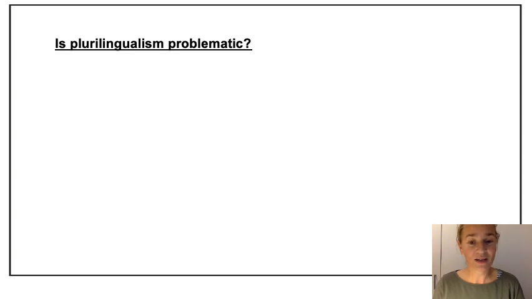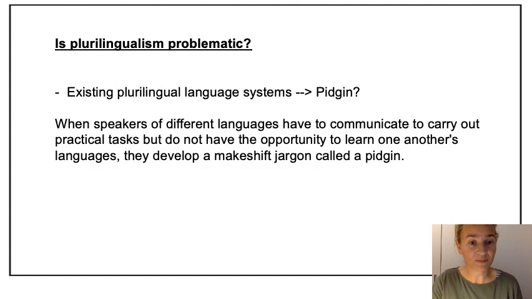So here is where I come to the crux of the presentation and also my problem statement, which is: is plurilingualism as a concept problematic? Now, I would argue that certainly it is, because when we look at existing plurilingual systems, they are in fact classified or defined as pidgin languages. Pidgin languages arise when speakers of different languages need to communicate, usually to carry out practical tasks, but they do not speak a common language and they don't have the opportunity to learn it. They develop a makeshift jargon which is called a pidgin language.